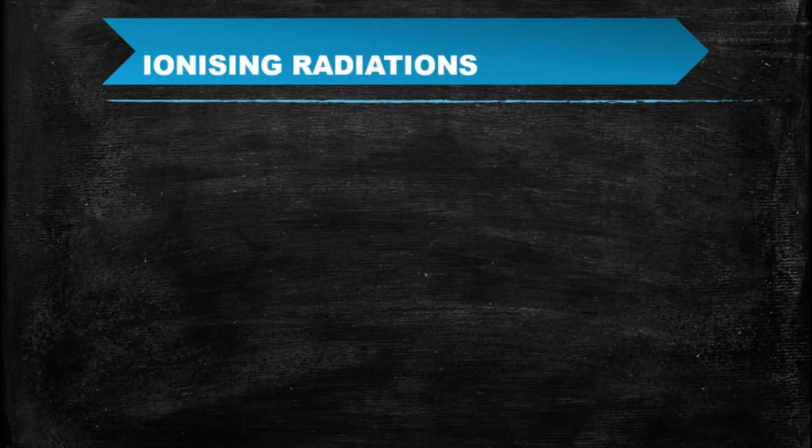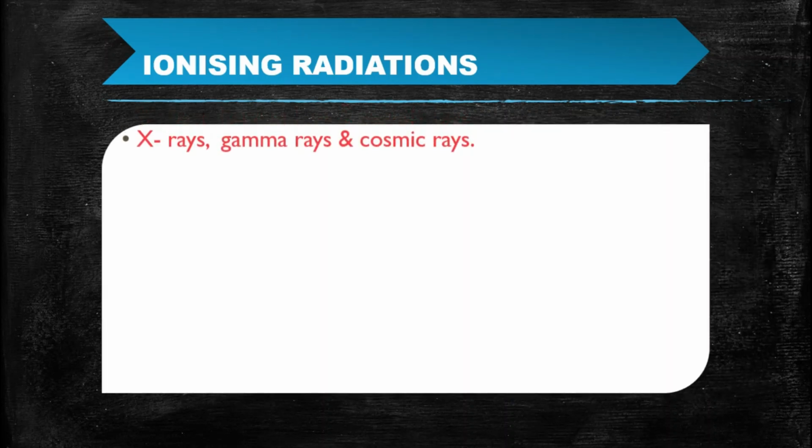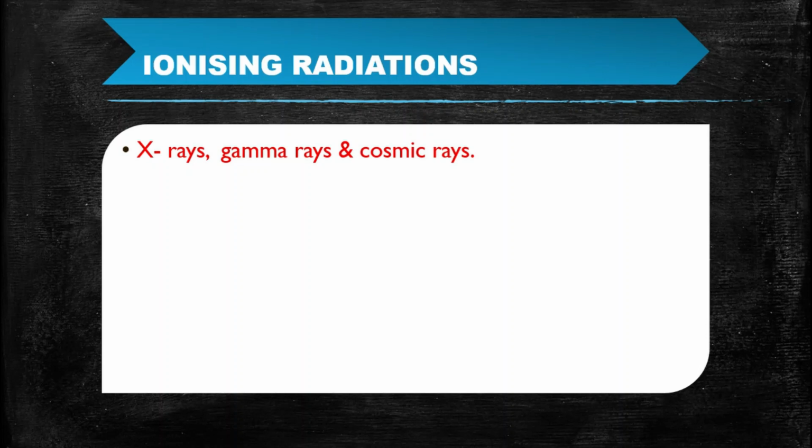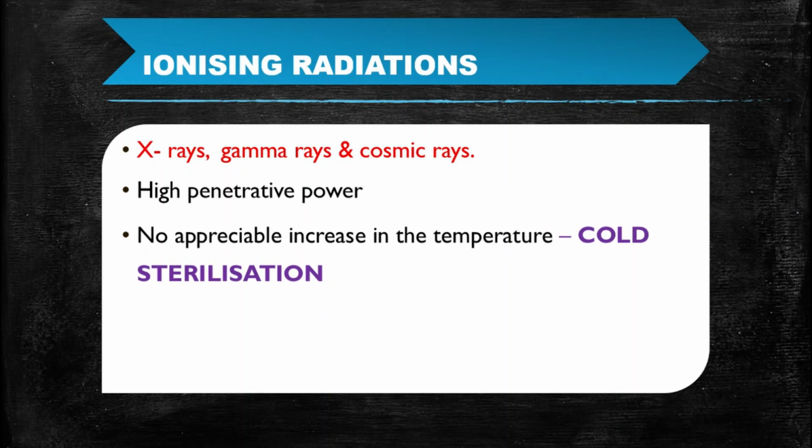Now we'll come to the ionizing radiations. These ionizing radiations mainly include X-rays, gamma rays and cosmic rays. These ionizing radiations have very high penetrative power as compared to the non-ionizing radiation, as there is no appreciable increase in the temperature. Hence, the process is also called cold sterilization. In the earlier case, I mentioned there is appreciable heat formation to some extent by UV rays, but in this case there is no appreciable increase in the temperature. That's why this method is also referred to as cold sterilization.